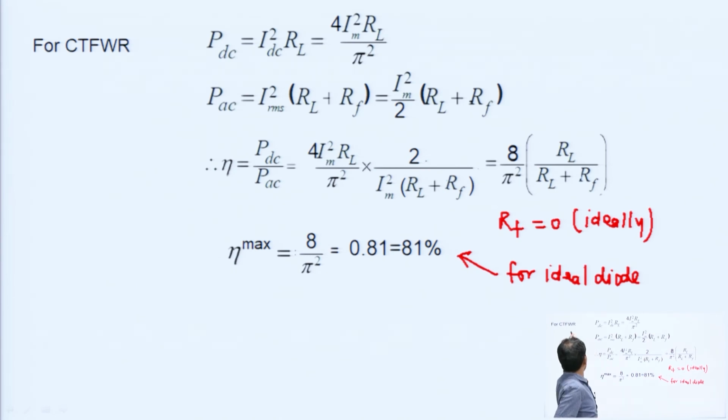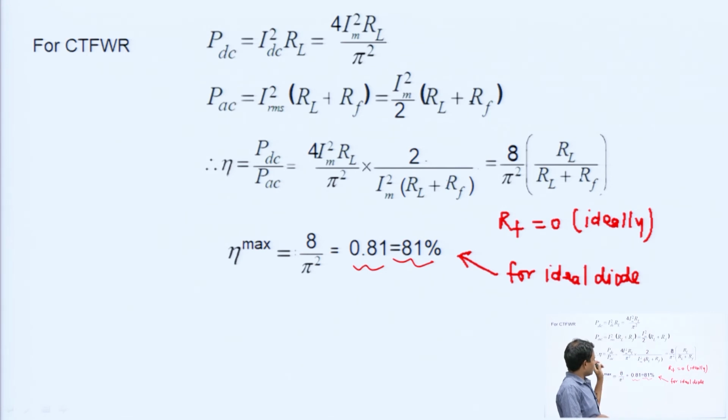Similarly, we can find that for the center tap rectifier it is also 81%, by neglecting the transformer loss. Assuming the center tap transformer is ideal, only then is it possible that the maximum efficiency is 81%. If the transformer has some loss, like suppose the center tap transformer has efficiency 90%, then it will change, and it will become around 75% efficiency.